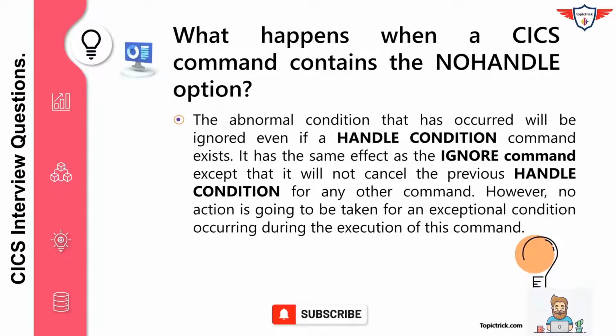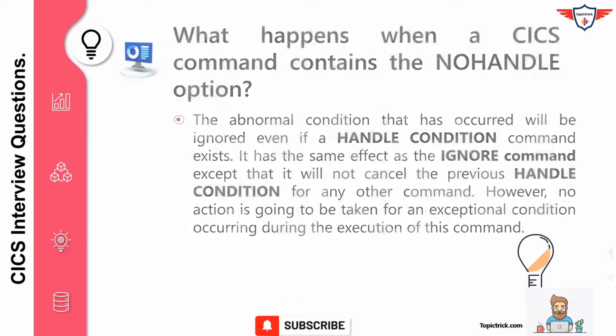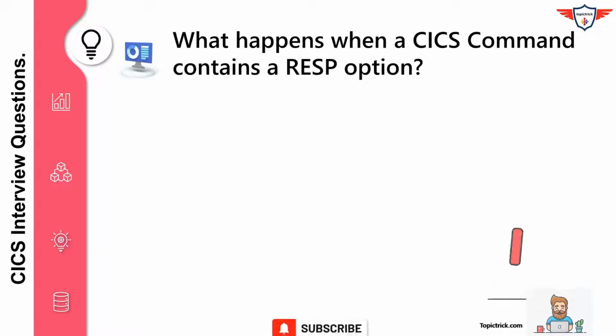No action is going to be taken for an exceptional condition occurring during the execution of this command. The abnormal condition that has occurred will be ignored even if a handle condition command exists. It has the same effect as the ignore command, except that it will not cancel the previous handle condition for any other command.